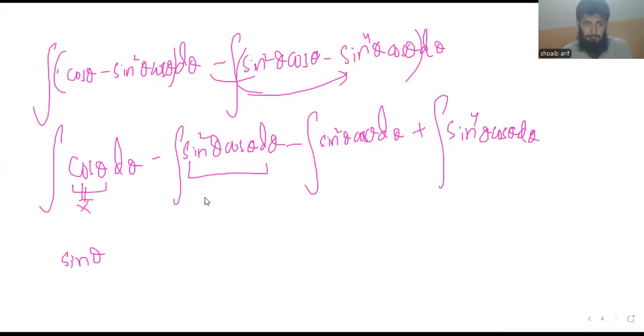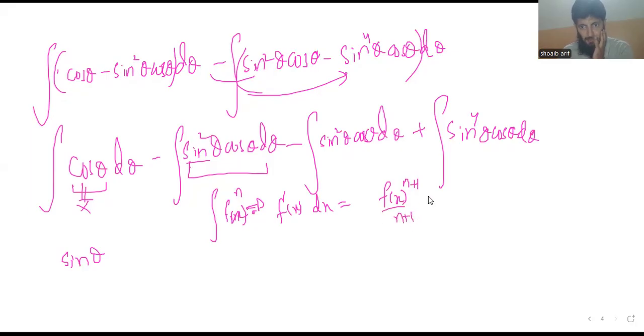So there is a formula: the integration of the function f of x raised to the power n, times the derivative of this function f dash x dx, gives f of x raised to the power n plus 1 divided by n plus 1, plus c. We will apply this formula. What is the meaning of this formula? I am explaining again.